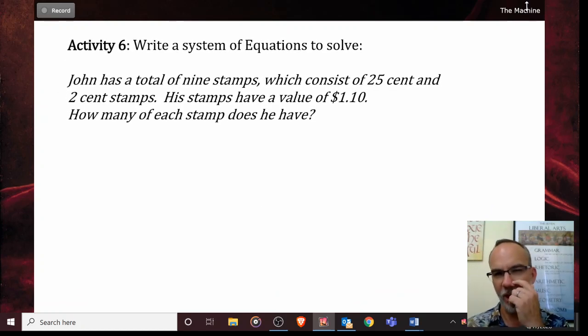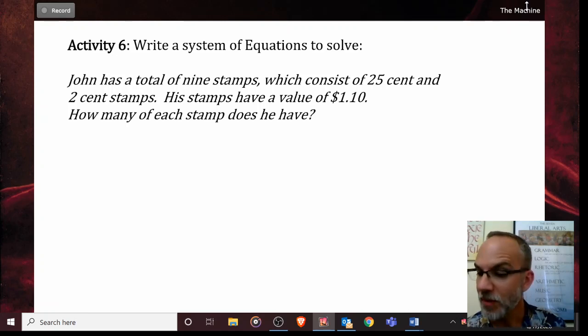Okay, so now this one, activity number 6, is a story question. I'm not going to totally solve this one, but I'll walk you through how to set it up. John has a total of 9 stamps, which consist of 25-cent and 2-cent stamps. His stamps have a value of $1.10.